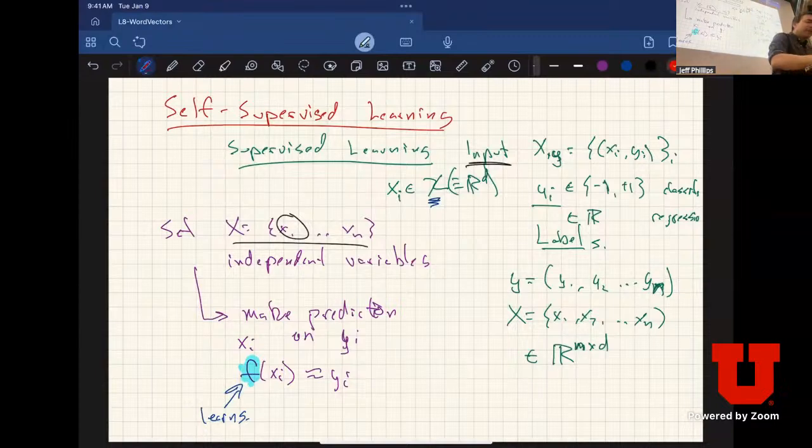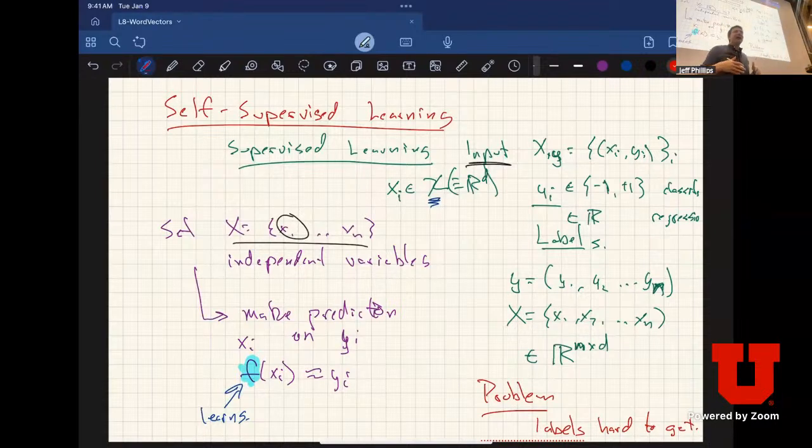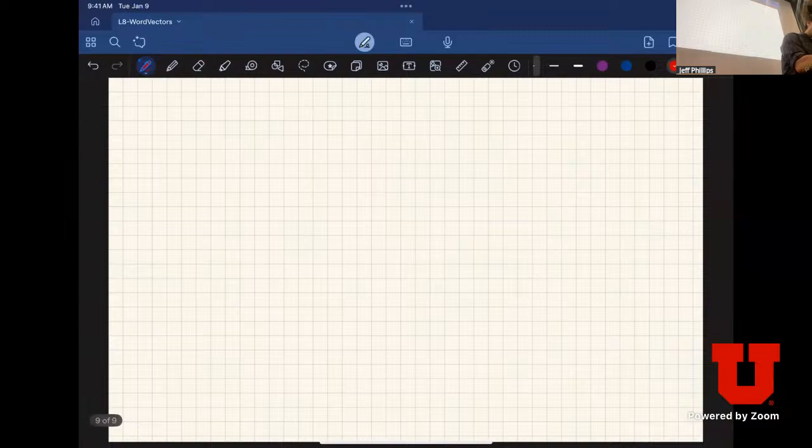So the problem is the labels are hard to get, okay? So this is supervised learning. So the question is, how do we get to the supervised learning for text, right? Well, we get to what's called self-supervised learning, okay? And self-supervised learning is kind of a way of trying to train the data on itself, okay? So, and the first example I'm going to give, again, is not going to be text.